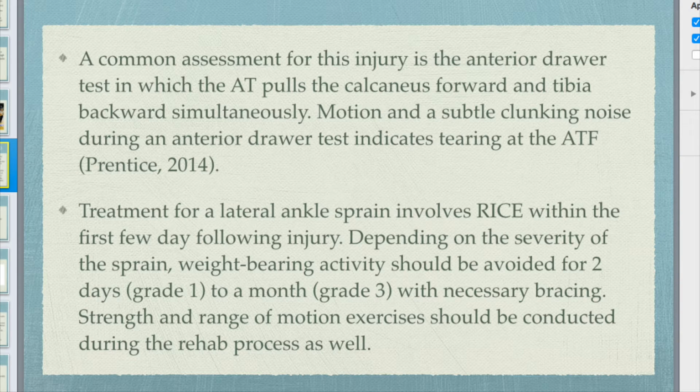Treatment for a lateral ankle sprain involves rest, ice, compression, elevation within the first few days of injury. Now, depending on the severity of the sprain, weight-bearing activity should be avoided for 2 days for a grade 1, for up to a month for grade 3 with a cast or a brace. And of course, during this time, for every level of injury, strength and range of motion exercises should be conducted while rehabbing.